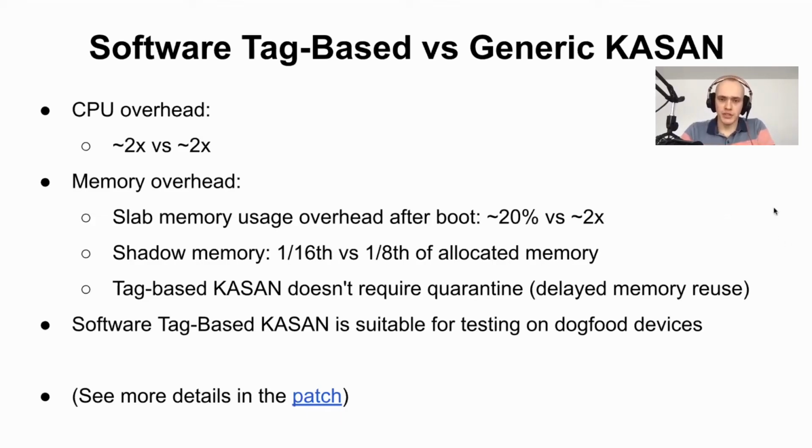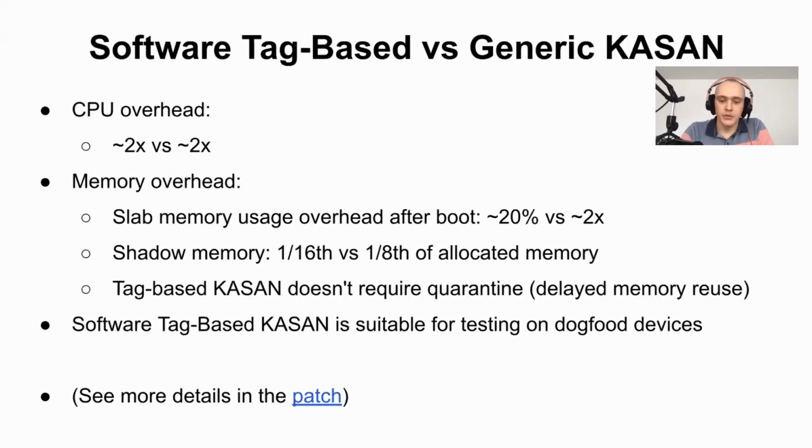The second part that contributes to the memory overhead is the shadow memory. And with software tag-based KASAN, we have to use twice less shadow memory than with generic KASAN. And finally, tag-based KASAN does not require quarantine. Quarantine is a feature that generic KASAN uses to delay the reuse of memory and increase the chance of detecting use-after-free. And software tag-based KASAN does not need it just by design. And putting all of this together, we come to the following conclusion: software tag-based KASAN is actually suitable for usage on actual testing devices. And we actually do that internally at Google.